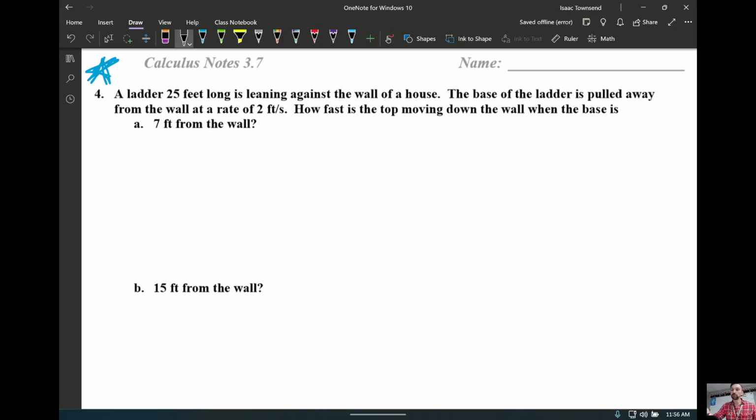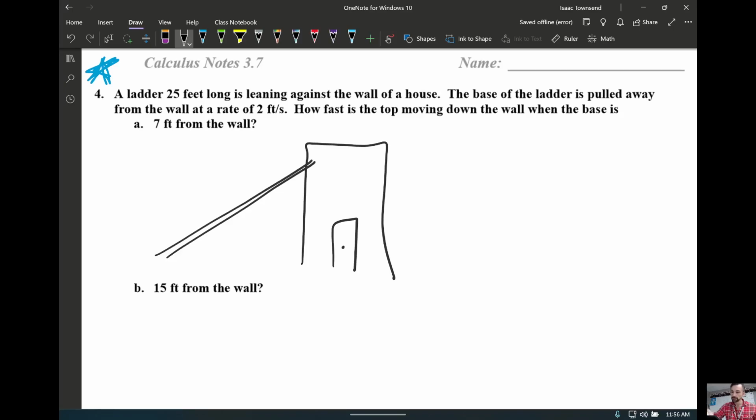There's too much information. We've got a 25-foot ladder leaning against the wall of a house. The ladder is being pulled away from the wall at a rate of 2 feet per second. I want to know how fast is the ladder falling down the wall. So how many feet per second? If this is feet per second, this is feet per second. I like to put the blank there so I remember what I'm trying to find. And if I know the units, I might as well put them there. That way I don't have to think about it again later.